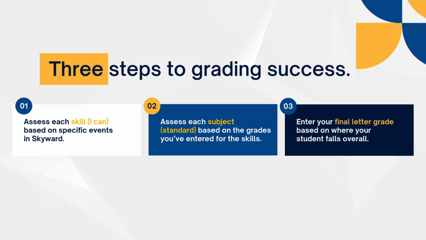First, you will assess each skill or ICANN based on specific events in Skyward. As you enter your skill grade, Skyward will display all events tied to that skill across the grading period. This will make it easy for you to assess the growth that the student has had with that particular skill throughout the grading period. When you finish assessing their skill grades, you can move on to subject, where you will see each one of their skills listed so that you can take them into consideration when developing their subject grade. Finally, when you enter the final letter grade, you will be able to see both their subject and skill grades to develop a fair and meaningful final letter grade.